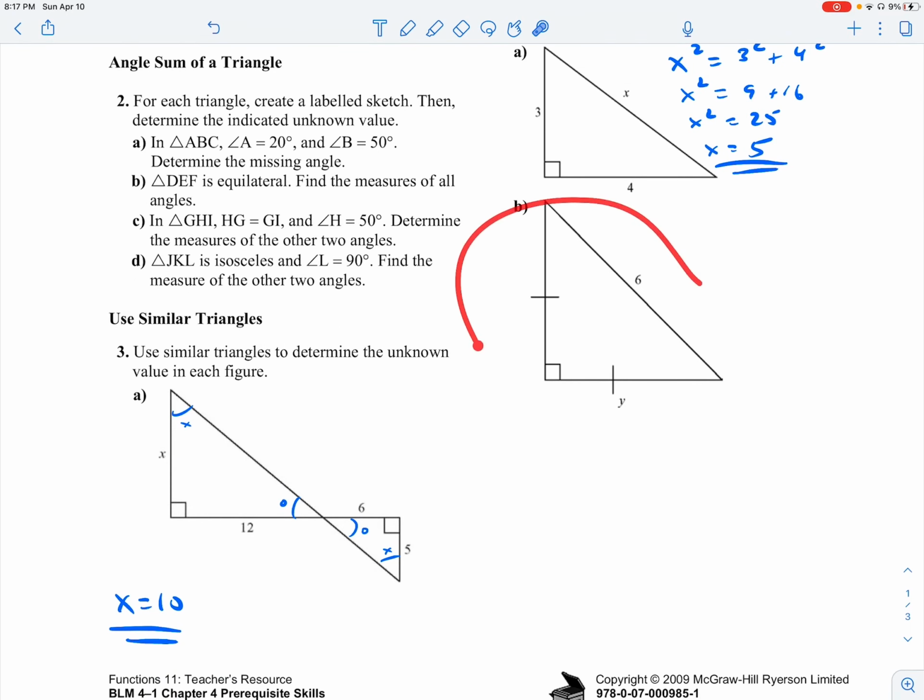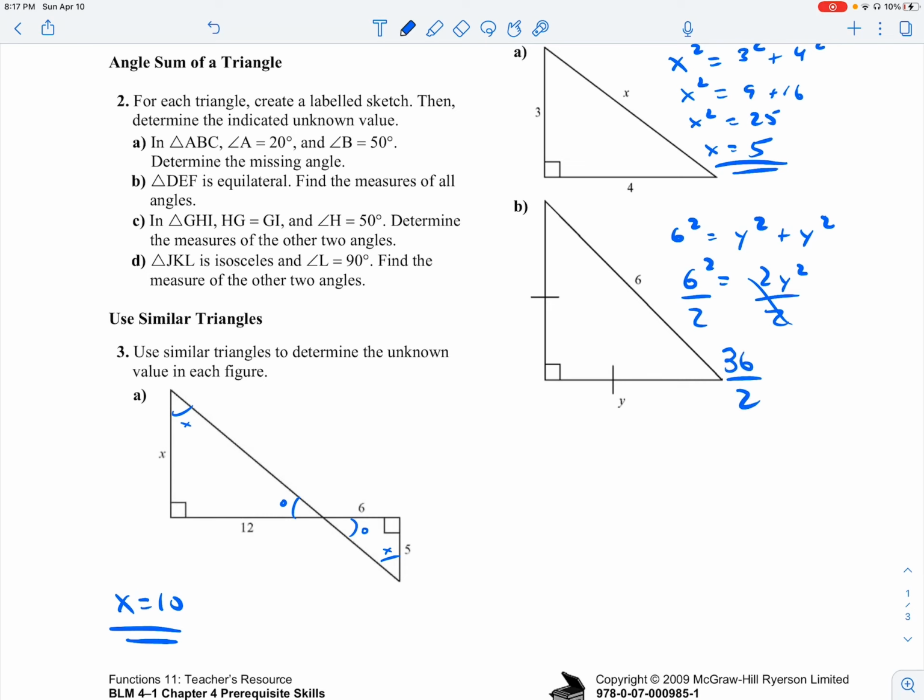Okay, this one here. So we're given both side lengths. We're told this is y, and this is also y. So 6 squared has to equal y squared plus y squared. Combining like terms, we have 2y squared. Divide both sides by 2. And we have 36 over 2 equal to y squared, which is just 18. Square root both sides, and we have y equal to root 18.